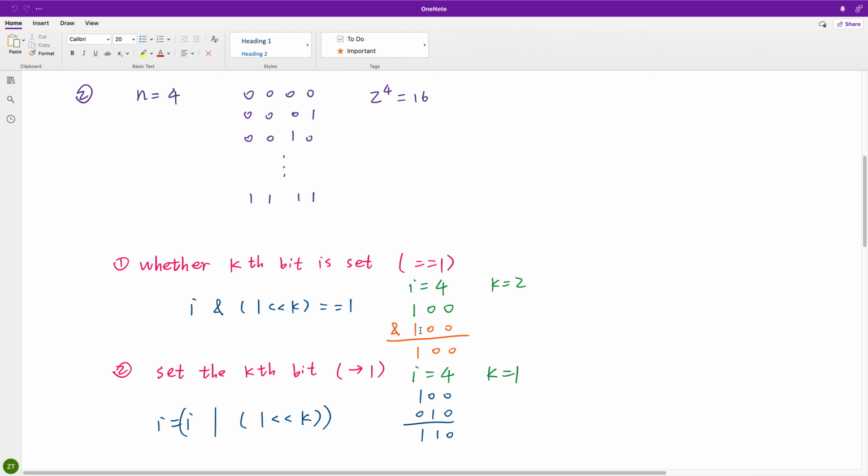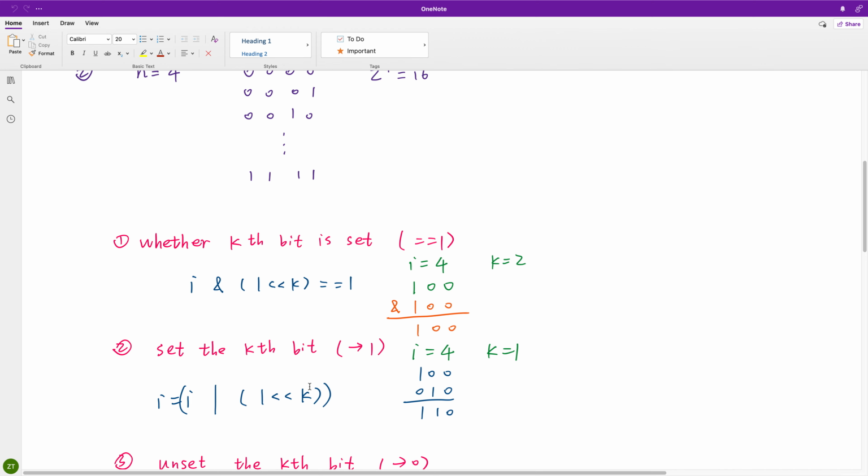So why does it work? Because only when two bits are both 1 can we get 1. So if we AND with 1, if the bit is 1, then we get 1. If it's not 1, then we get 0. So that's why we should use AND to check whether it is set.